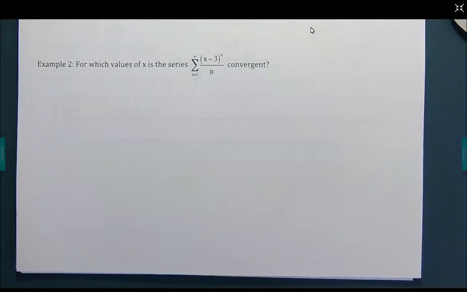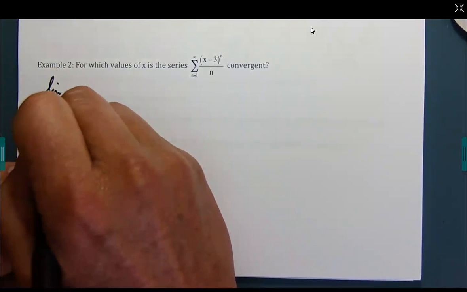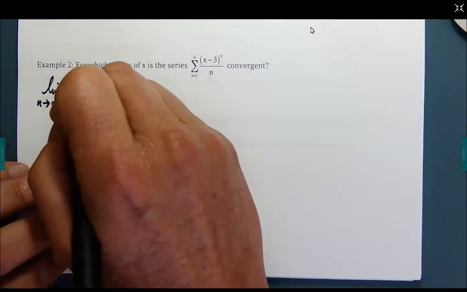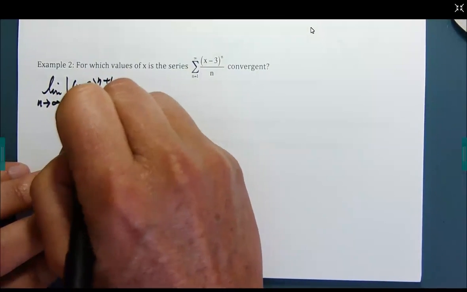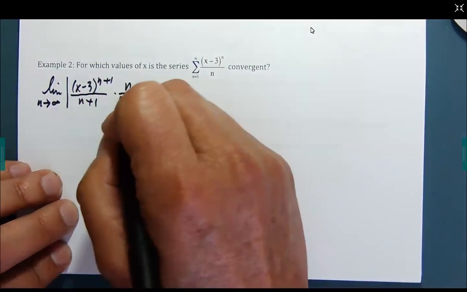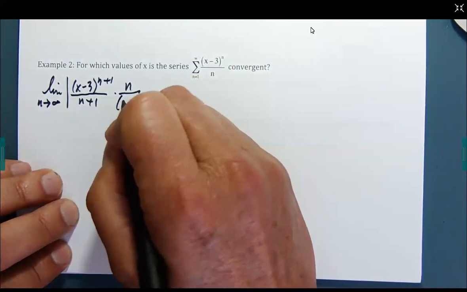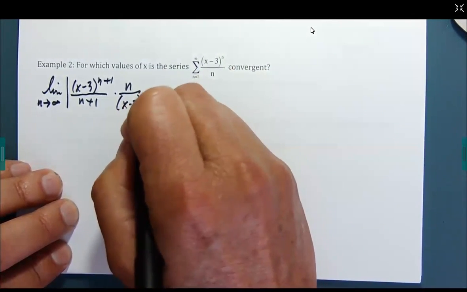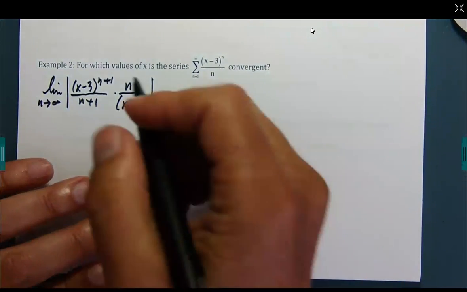So let's go on to here. And for which values of x is this series convergent? Once again, we're going to use the ratio test. Remember, it's that divided by that. So I'm going to multiply by that, I should say. And so instead of dividing it, I'm going to multiply by the reciprocal. All right. So I'm going to break that down.